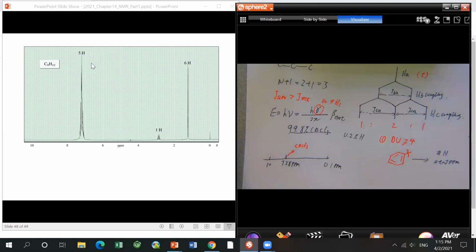Same thing: if you see 4 protons around 7 ppm, that means disubstituted benzene. If 3 protons around 7, that means trisubstituted benzene. So that's important. That's the first step. And then the second step: you need to generate the fragments.